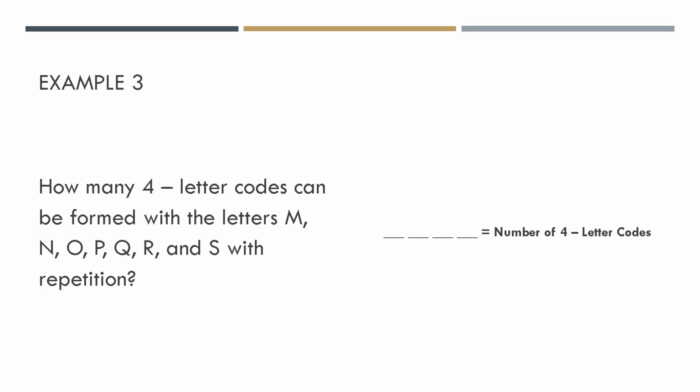So for the first letter of the code you can choose from 7, another 7 here, another 7 here, and another 7. Technically, not add, but you multiply 7 times 7 times 7 times 7. So the answer would be 2,401. 2,401 codes could be created using the 7 letters M, N, O, P, Q, R, and S.